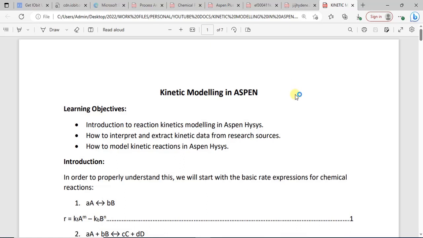Before we enter into the Aspen Hysys software, I'd like to do certain explanations and illustrations so that you can be on the same page while we are modeling in the software. This particular introduction is the most important part of this tutorial, so I urge you to follow through it before we start the modeling. Please take note of this introduction.